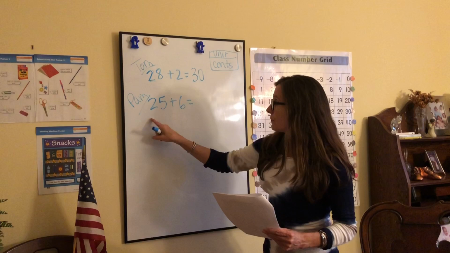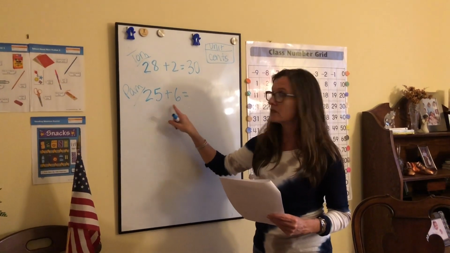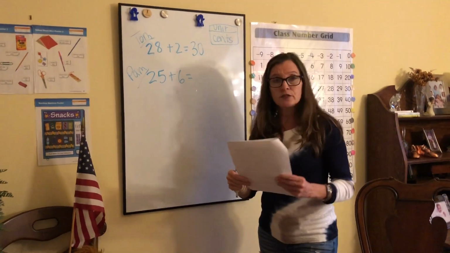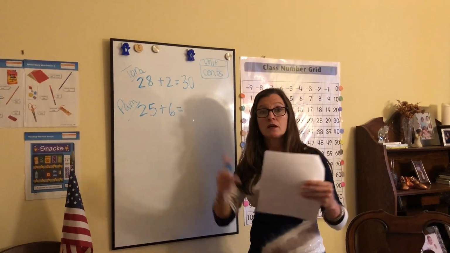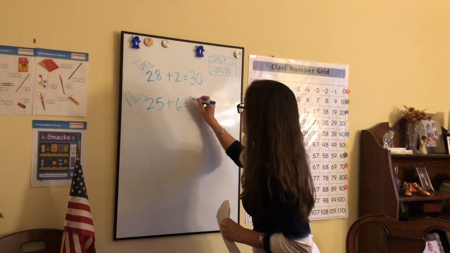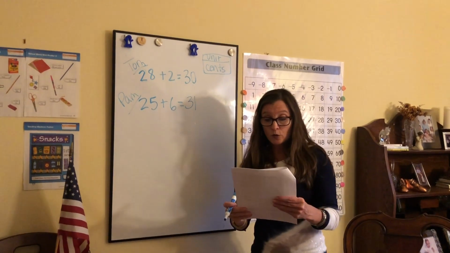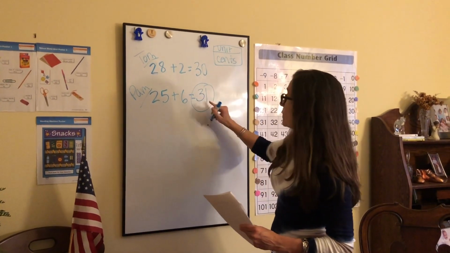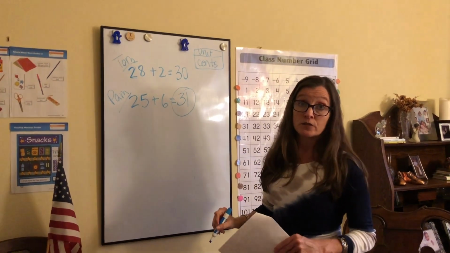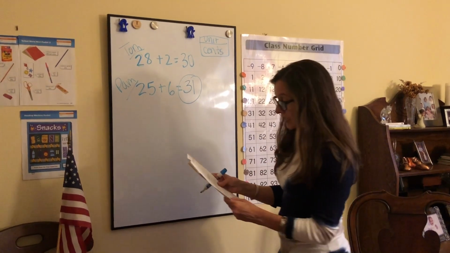So then I have to think about Pam's purchase was 25 cents for stickers, 6 cents for crayons. So I'm going to start at 25. Maybe I can just use my fingers. 26, 27, 28, 29, 30, 31. She spent 31 cents. So the answer to our question as to who spent more money, well, we know 31 is more than 30. So we're going to create a relation symbol model here.